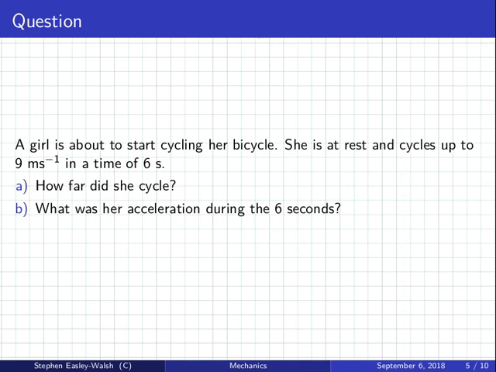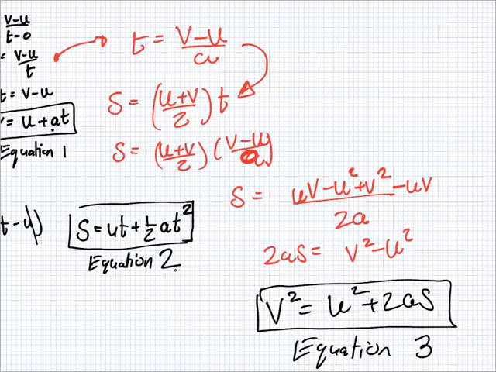0. Do we know the V? Well, we do actually. What's the V? 9. Do we know the A? No. We need to work it out. Do we know the T? Yes, 6. And do we know the S? No. So let's write this down.